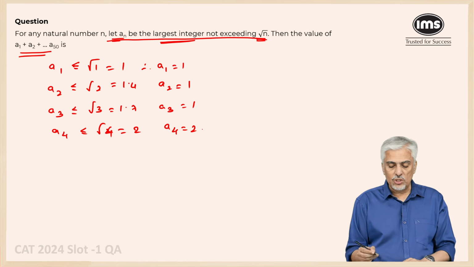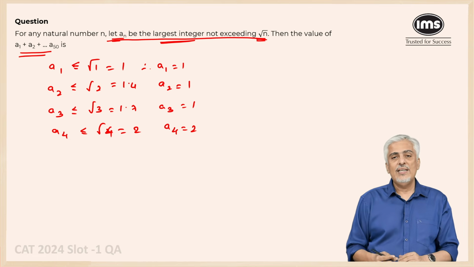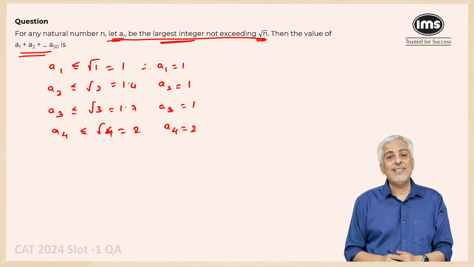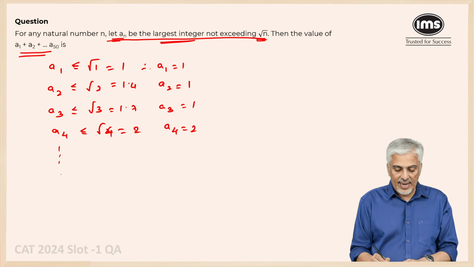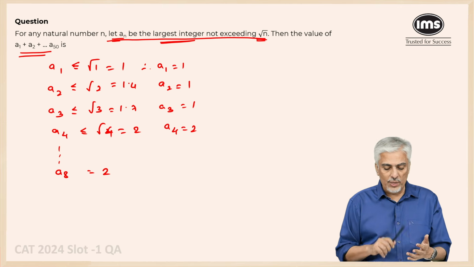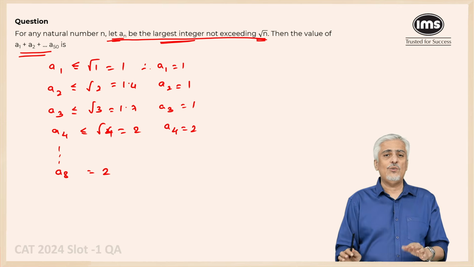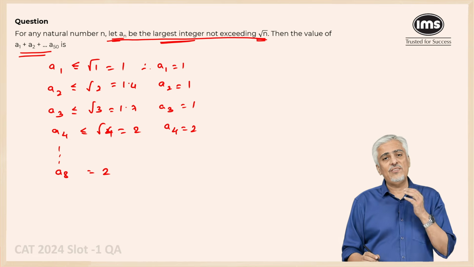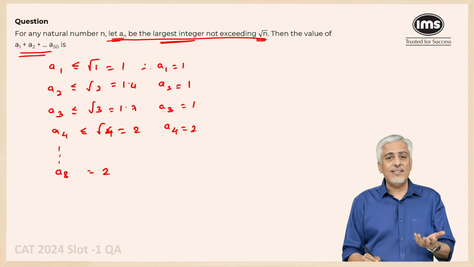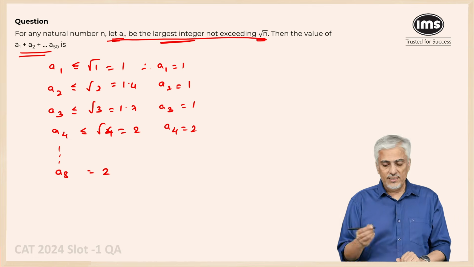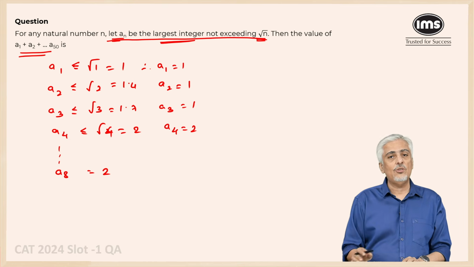a4 will come out to be 2 because when I take 4, square root of 4 is 2. Now, till when will this 2 continue? Till a8, because square root of 8 will be less than 3. So, till a8, I'll keep getting 2 only. So, a5 will be 2, a6 will be 2, a7 will be 2, a8 will be 2. Then a9 onwards, everything will start becoming 3. Till when? Till a15, because at 16, it will become 4.